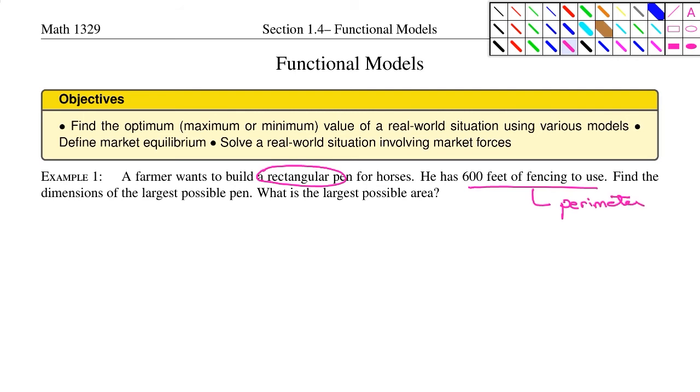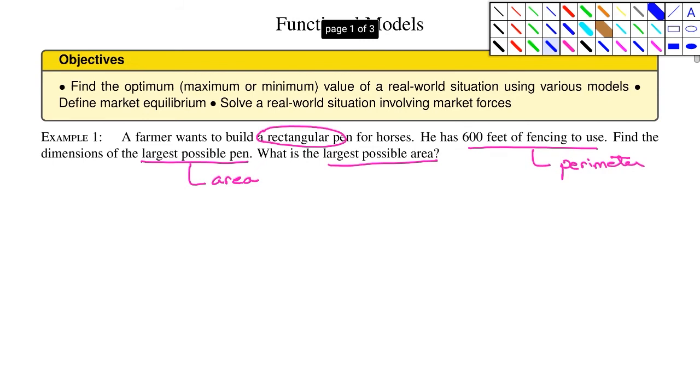And then it says, find the dimensions of the largest possible pen. Well, what do we mean by largest possible pen? Well, we're talking about area, right? We're talking about the amount of space that the pen encloses. So we want the largest possible area, and then it says, what is the largest possible area? So that's how we get started. We know we need a rectangle, we have information about the perimeter, and we want information about the area.